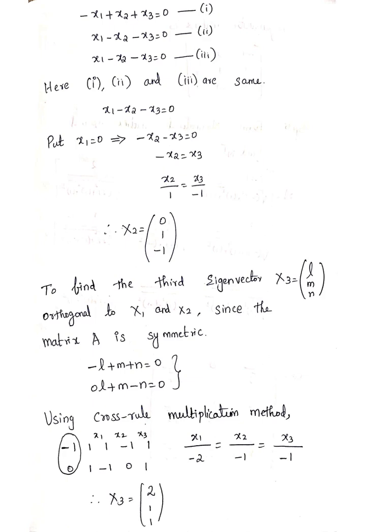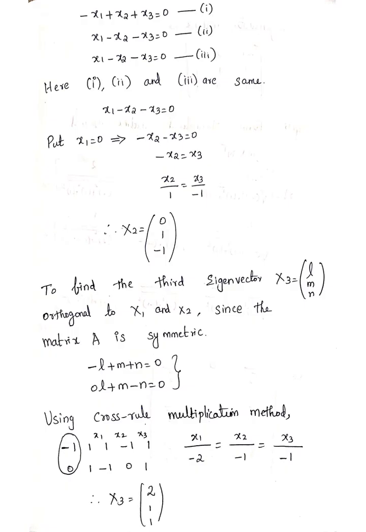How to find the third eigenvector now? By using the LMN method. For this, we have to check that it is orthogonal to x1 and x2. We already know the x1 and x2 vectors. From x1, we get minus L plus M plus N is equal to 0. From x2, we get 0L plus M minus N is equal to 0. From those two equations, we get the cross multiplication for x3. After that, by using the cross rule multiplication method, find the value of x3.